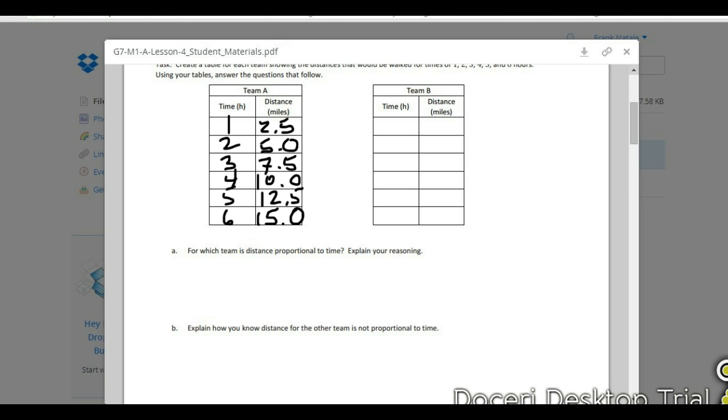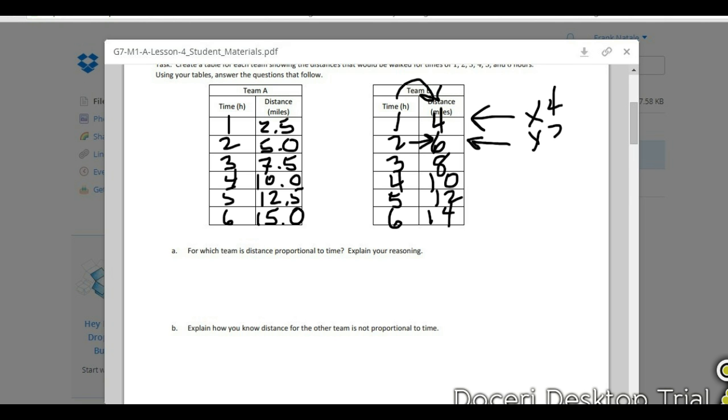Team B is a little bit different because, to answer B, they started out the first hour with 4 miles, but then they just picked up 2 miles every hour thereafter. So that changed a bit. It made this entire table non-proportional, because you have 4 miles here at 1 hour, so that's a multiplier of 4. But if we look at 2 to 6, that was a multiplier of 3, and again it's going to change as you move down the chart.